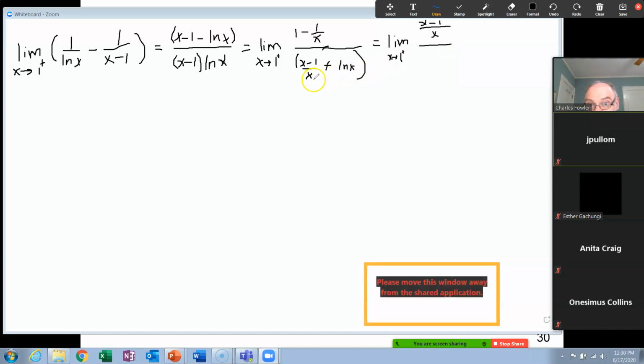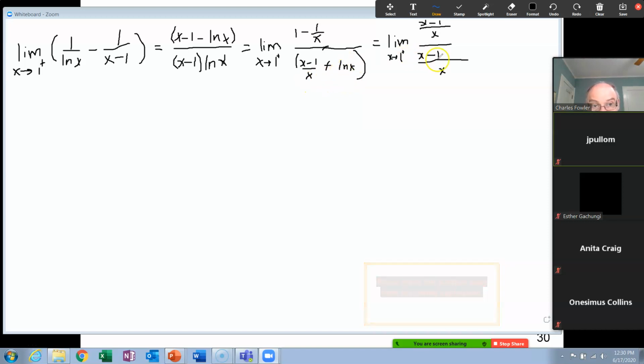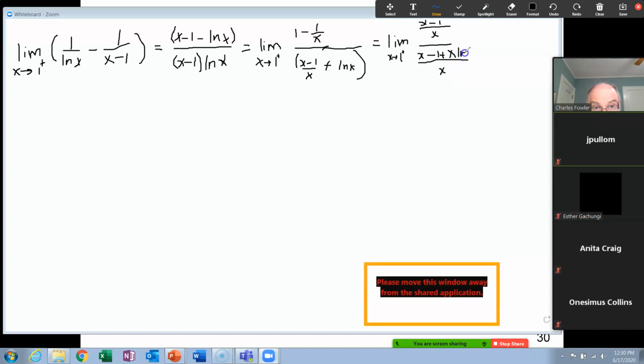Let's do the same thing down here. Denominator is going to be x. Going to be a bigger mess down here, but we can still handle it. The numerator for the first part is still x minus 1. And the numerator for the denominator is going to be x times log x. So that's plus x times log x. Does everybody see the magic I'm doing there? It's not really magic, it's just algebra. Okay?